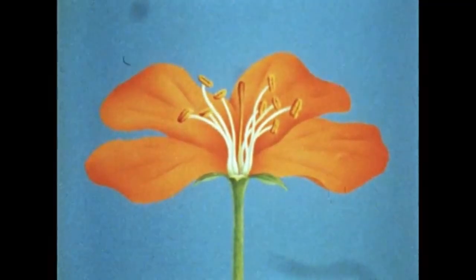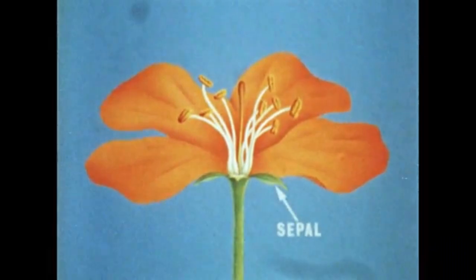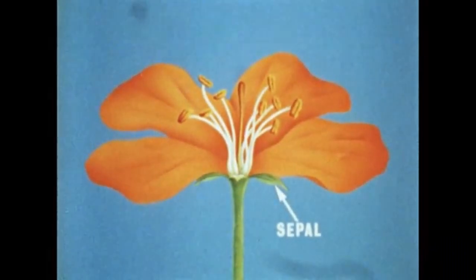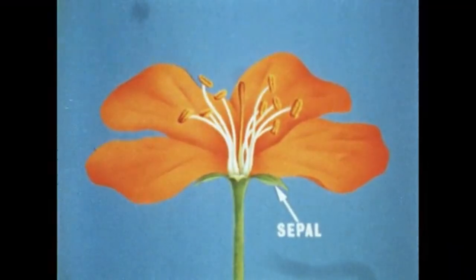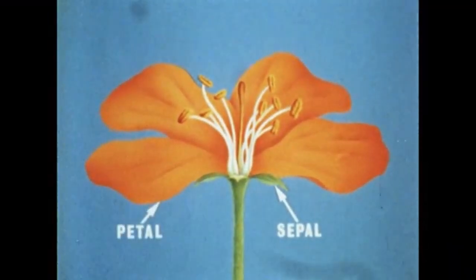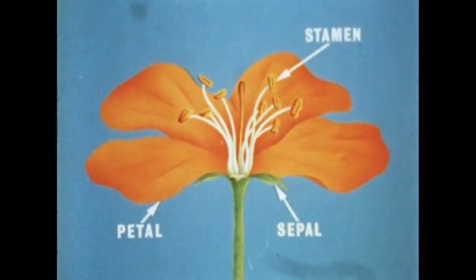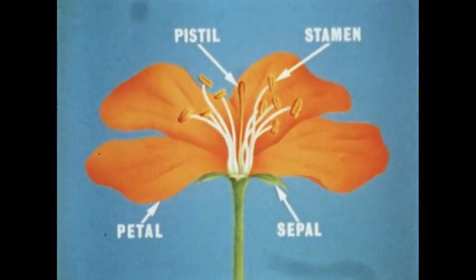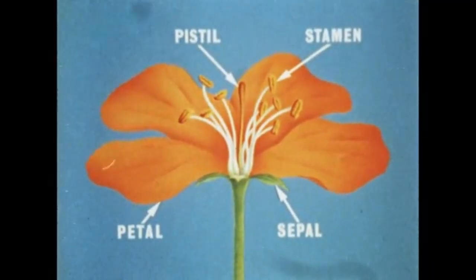The outer ring is made up of leaf-like structures called sepals. The sepals protect the flower when it is still a bud. The petals, located next to the sepals, are usually the most colorful part of the flower. In the center are the stamens and the pistil. The stamens and the pistil are the plant's reproductive organs. Many flowers, like this imaginary one, have both stamens and pistils. Others lack one or the other of these two basic parts.